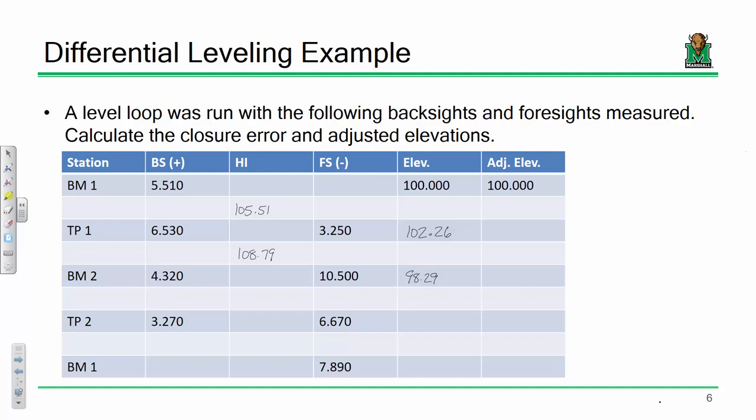So let's keep going. What's the next height of the instrument? 102.61. And then 102.61 minus foresight? Then add your next back sight. 99.21. Then subtract your next foresight. 91.32. So, anybody who remembers this, what can you tell me about this survey?